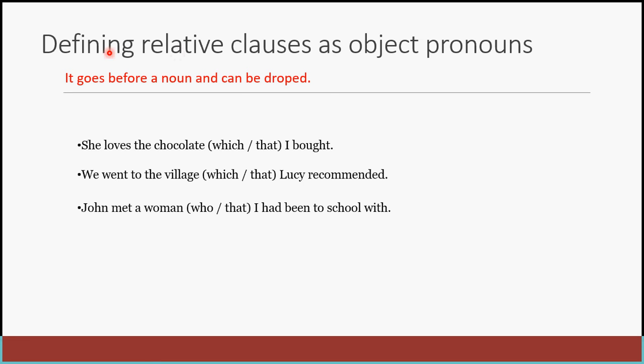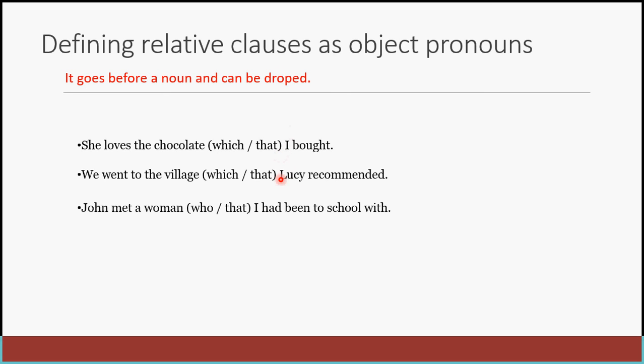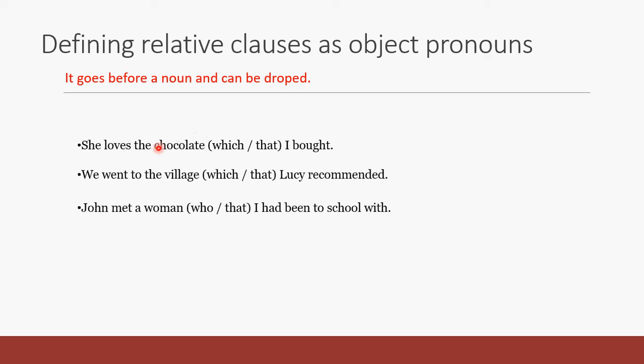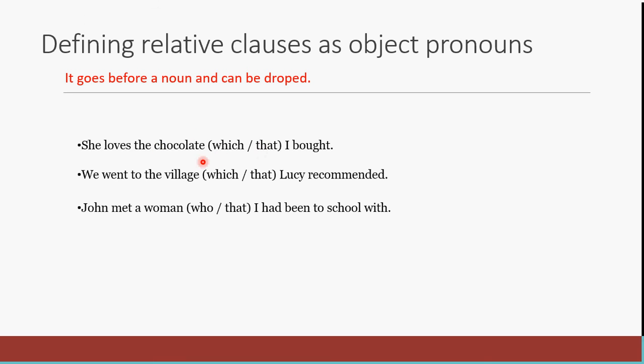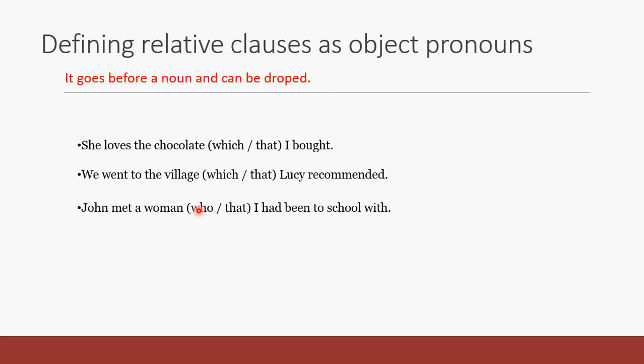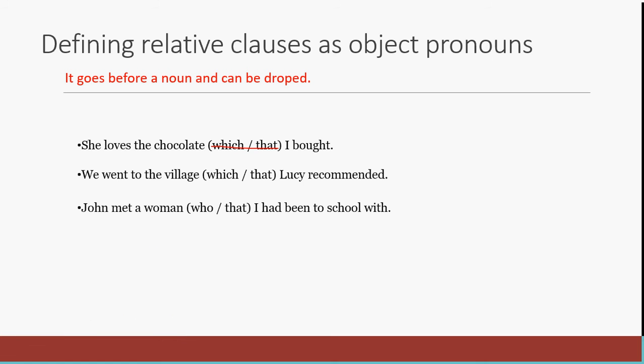So notice here that when we use a defining relative clause as object pronoun, after the object pronoun we don't have the verb anymore. Now we have a subject: I, Lucy, I. And also the pronoun refers to the previous noun. In the first case we're talking about chocolate, so we're using which or that. In the second case, we're talking about a village, so we can use which or that. And in the last example, we're talking about a woman, we can use who or that. And something else that can happen here is that you cannot use any of this.